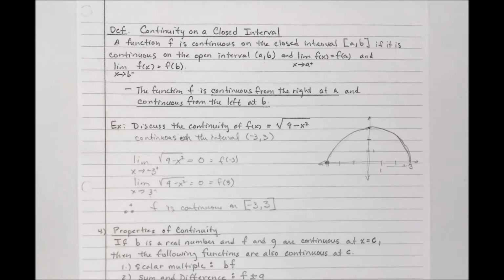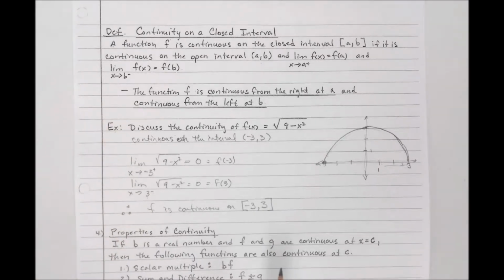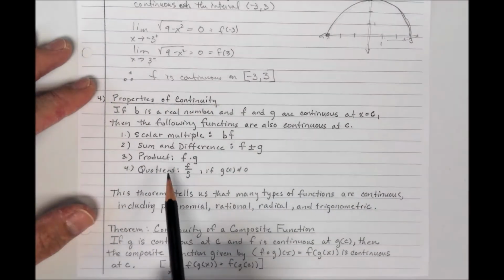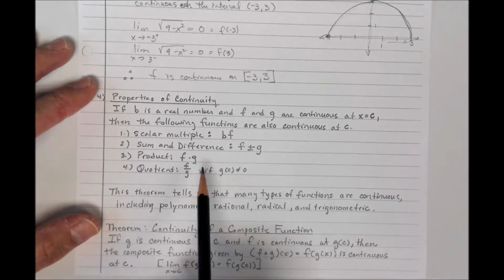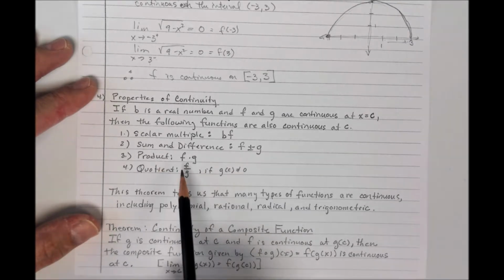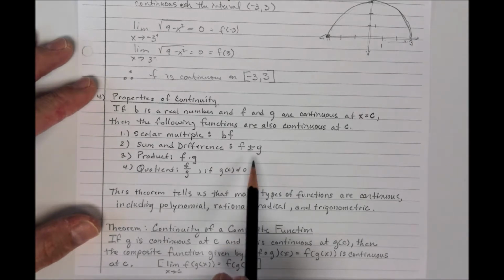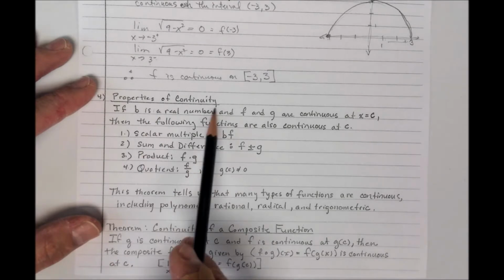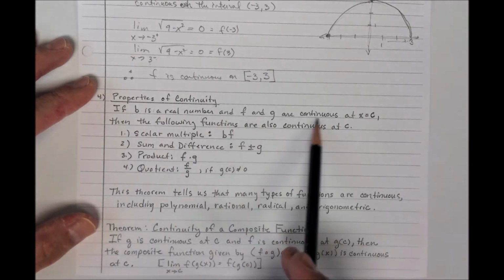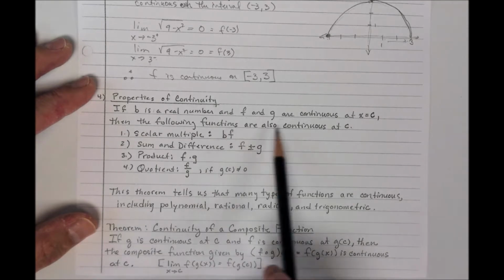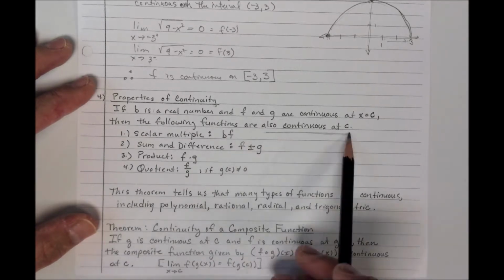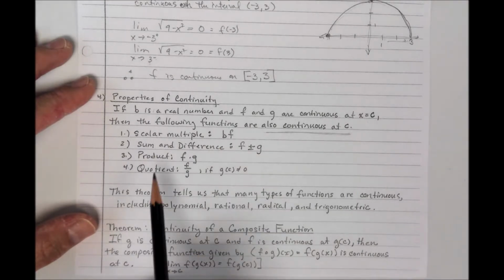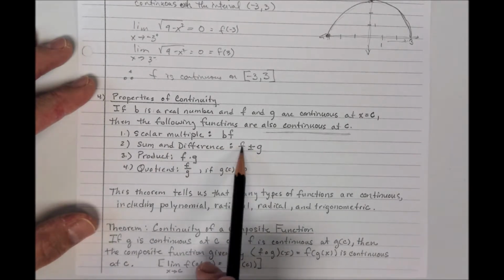Now, when you have continuous functions, you have properties that go along with them, so we need to state them. We don't necessarily always pick these out, but we do know that when we're adding, subtracting, multiplying, and such of continuous functions, we're going to get continuous functions. Property of continuity: if b is a real number, and f and g are continuous at x equals c, then the following functions are also continuous at x equals c. The scalar multiple, any scalar b times your function f, the sum and the difference, f plus g, f minus g.